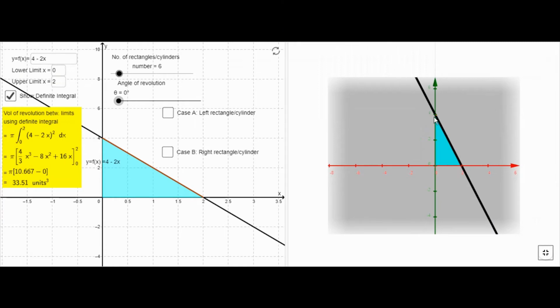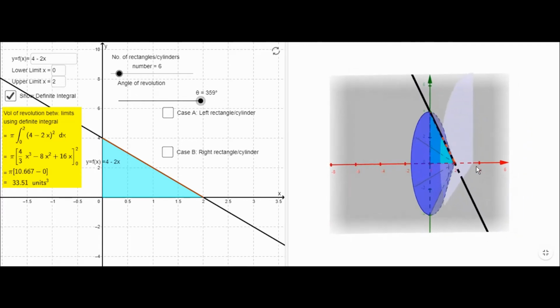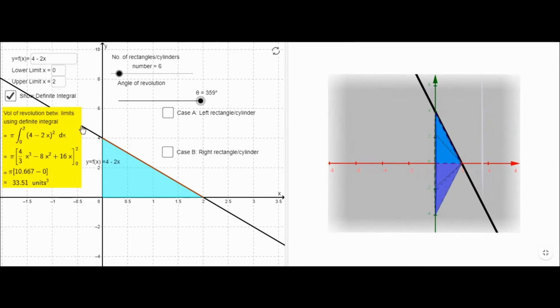Now the volume generated by the straight line, 4 minus 2x, from 0 to 2. When I rotate this area 360 degrees about the x-axis, I will have a volume that looks like this. This is a cone. You can use integration to find this volume also. Integrate from 0 to 2, with the equation of the straight line, 4 minus 2x, and don't forget to square it, with respect to dx. Integrating this, you will have 33.51 unit cube.